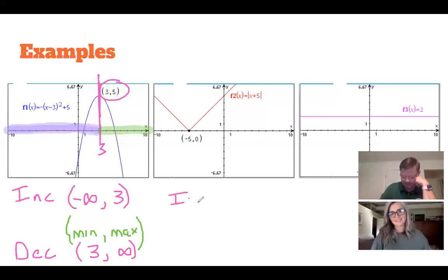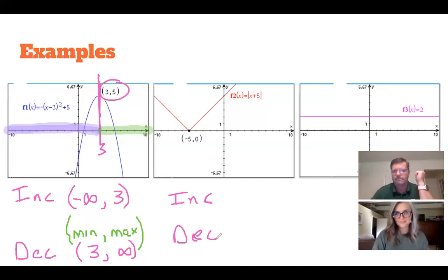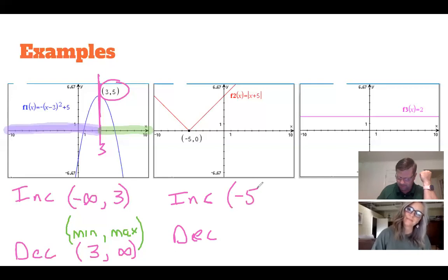Take a second and tell me where this graph increases, the one in the middle, and where it decreases. You can pause the video and write down your answer. Okay, you're back from your pause. Where was this graph increasing? Ms. Young, do you want to write it, or shall I? I'll write it. You can write it. Negative 5 to infinity. And it would be decreasing from negative infinity to negative 5.